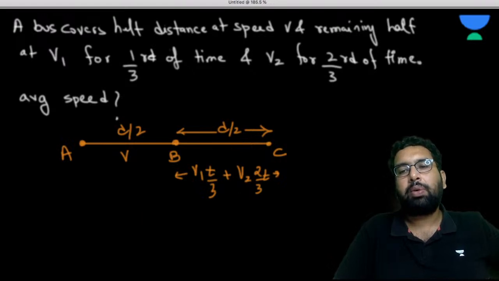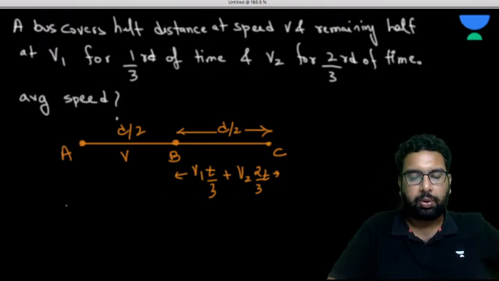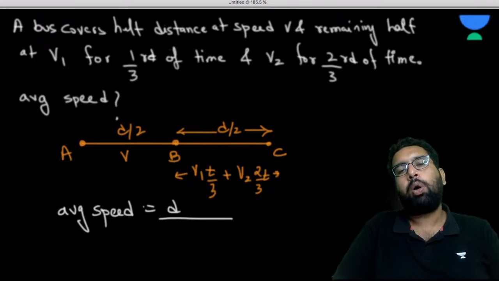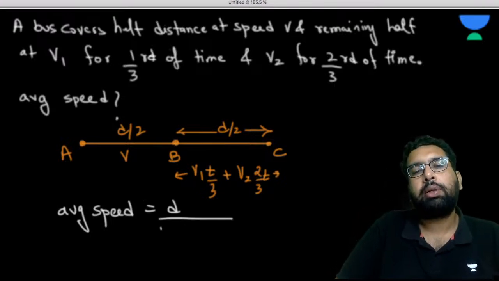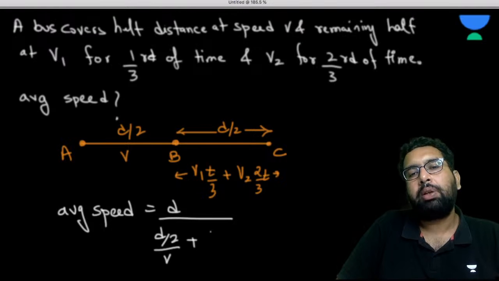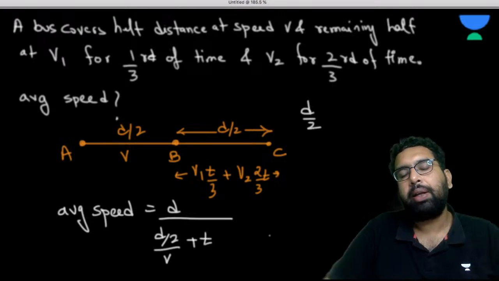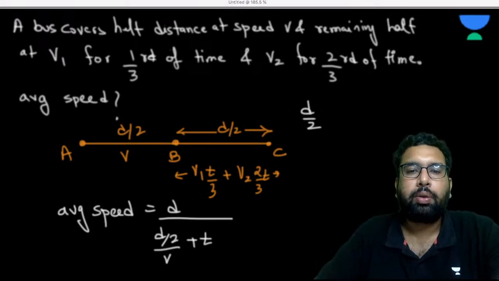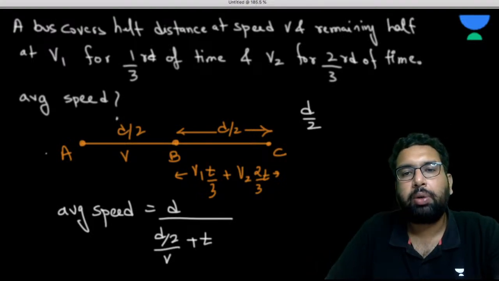So what are we going to do? So what is going to be the average speed, sir? So average speed is the total distance, that is d upon total time. So total time is d by 2 by v plus this time. So from here you can relate and get the t. So this is t time, right? Do you agree or not? So what is going to be the t time?